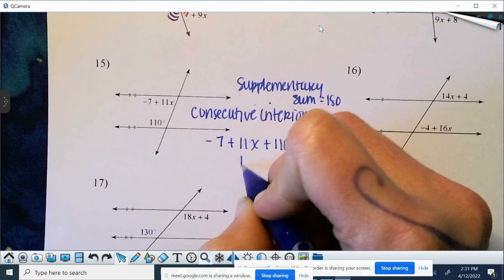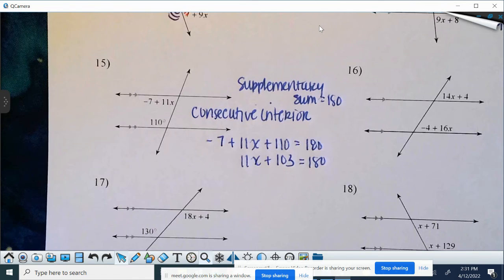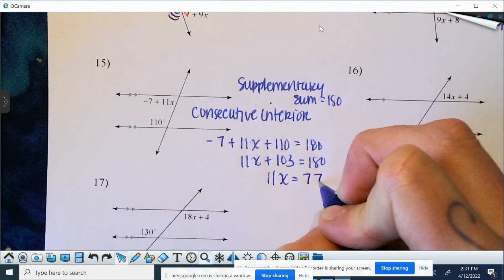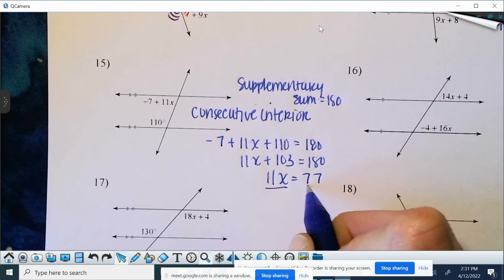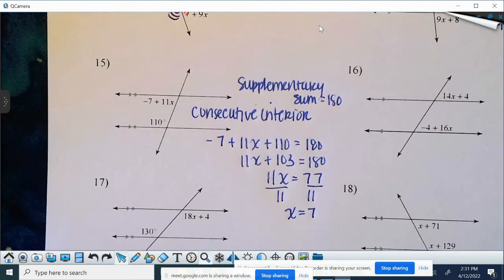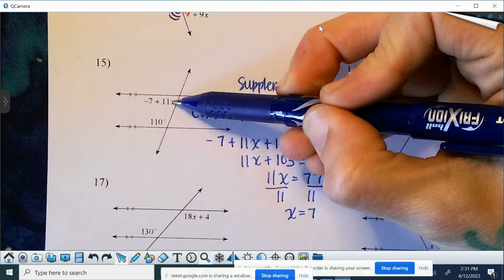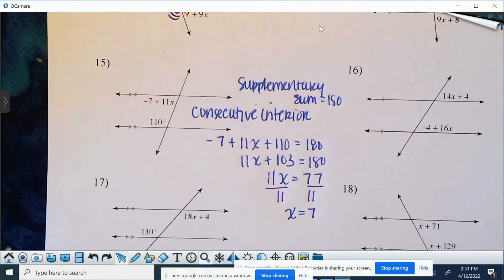So 11x plus 103, if I clean up that side, minus 103 from 180. Oops, that's not right. 11x equals 77. Divide by 11, because that's the inverse of multiplication, and x is going to equal 7. 11 times 7 is going to be 77. Minus 7 gives me 70. 70 plus 110 does indeed give me 180. So we know that one's good. This again is corresponding, because that angle is going to fall right on top. So that means they are congruent.